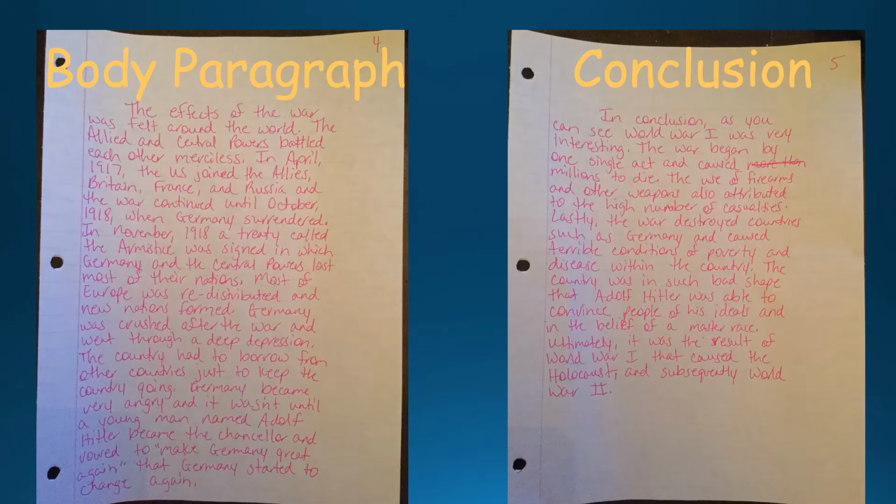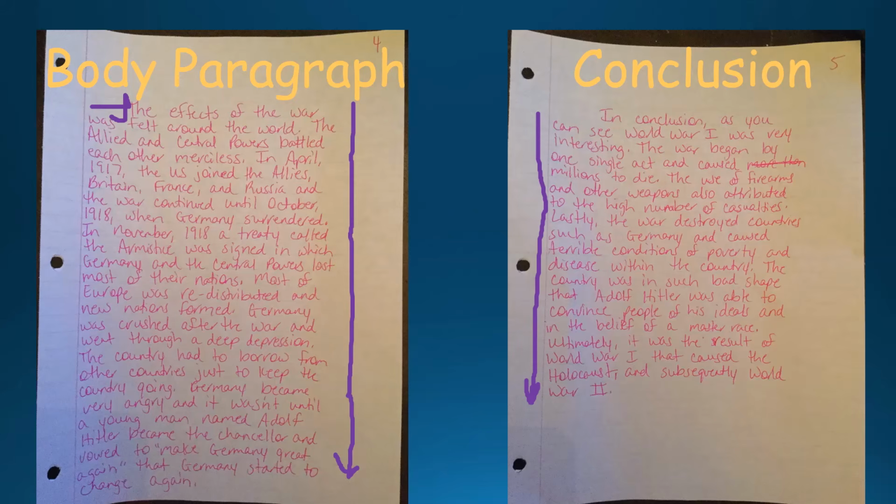Okay, here we have our third body paragraph, which is more a page than a paragraph, but it's supposed to be our third body paragraph. And then over here we have our conclusion. As you can see, each paragraph is indented, and then each paragraph has a transition, okay?